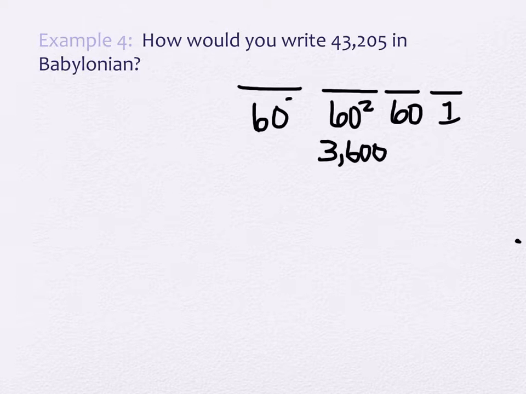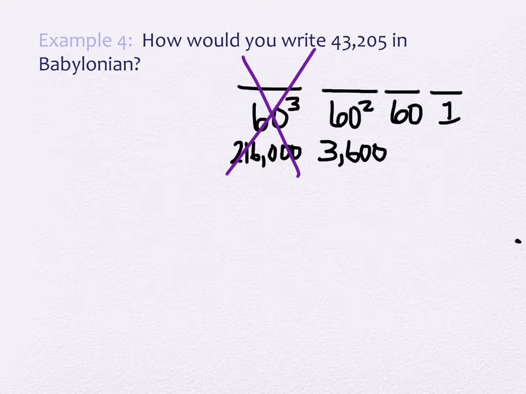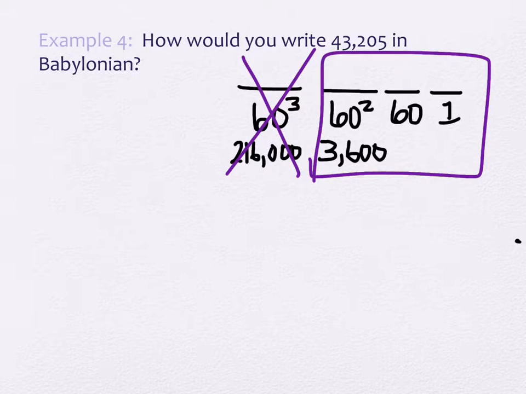What would 60 cubed be? Somebody find that for us? 216,000. Okay, I'm going to stop there, and here's why. I need to only go as far as how big my number is to begin with. The number I have is 43,205. So I only need the numbers that are smaller than it. I do not need that first number that I just wrote down. This one's too big. 216,000 is bigger than 43,000. So I'm going to need 3 placeholders for the number I'm working with, because these are the numbers that are smaller than 43,000.